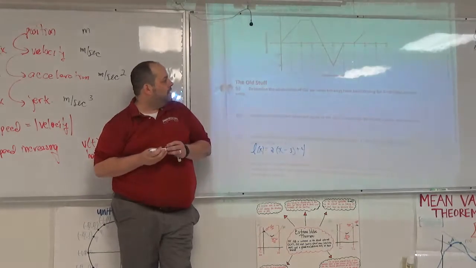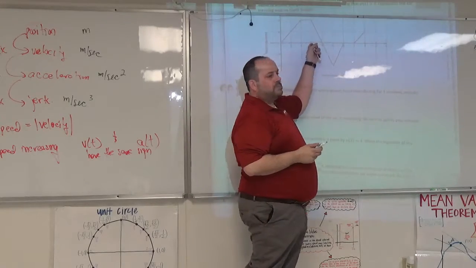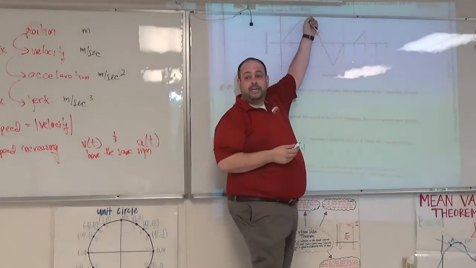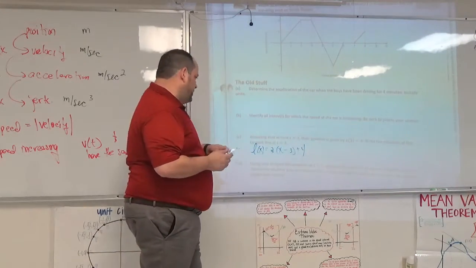The velocity graph. Okay, we're going to look at the velocity graph, and we would need to know what's the velocity at time 3, because the velocity at time 3 is the derivative of position. Alright, let's see if we can get this part right.